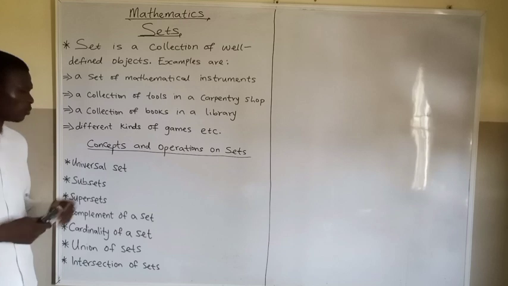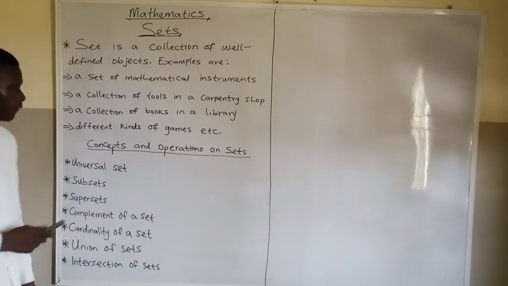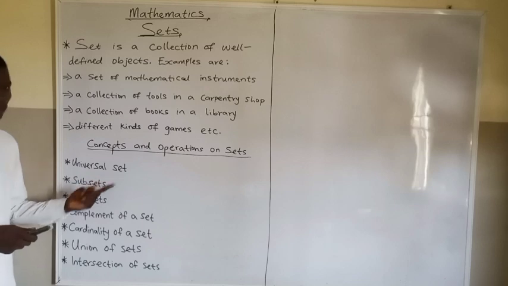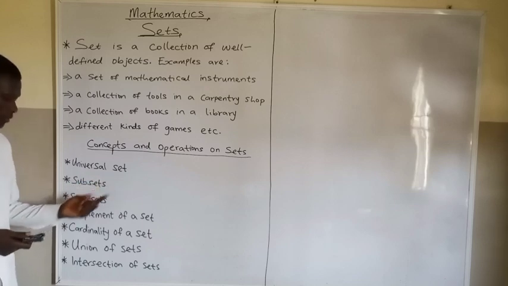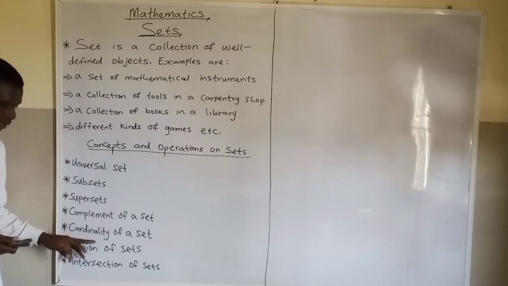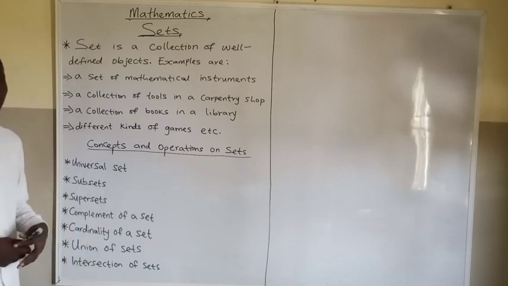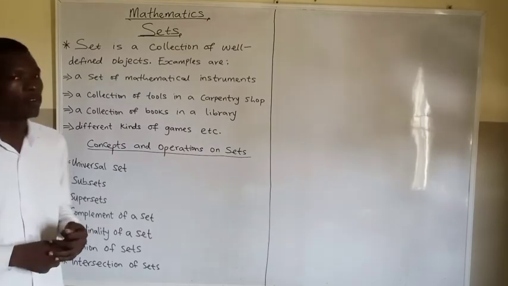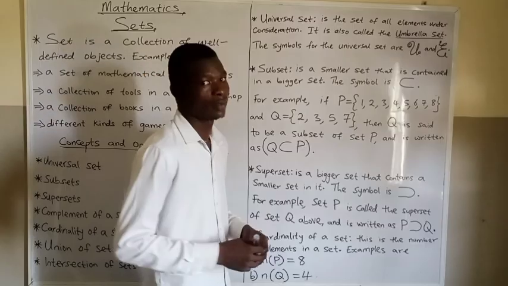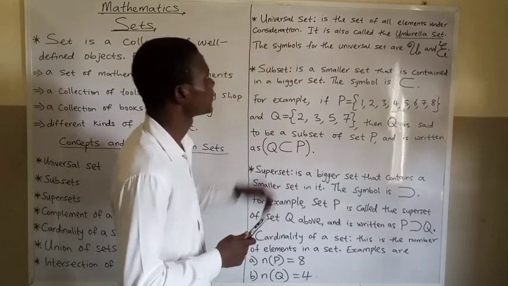All right, so we'll move straight to different concepts and operations on sets. First of all is the universal set. So what is the universal set? We'll be looking at the subset, the superset, the complement of a set, the cardinality of a set, the union of sets as well as the intersection of sets. So we move on to the other side of the board. All right, here we go. So we're starting with the universal set.